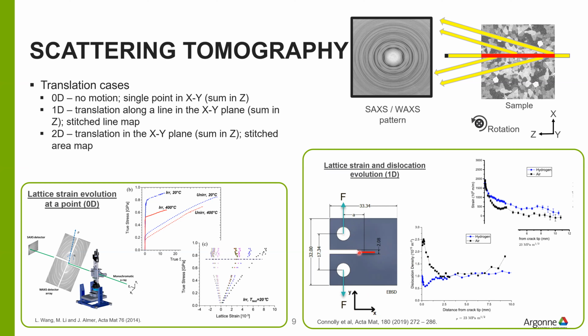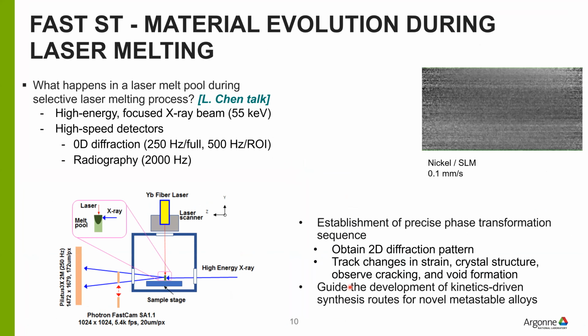So you can make a 2D map by translating the sample in X and Y, or in this case, what they did was simply move along the crack front and then measure the dislocation density and the strain in the loading direction. Okay, and you can learn a lot from these types of measurements and answer questions about how these material systems behave in these complex structures.